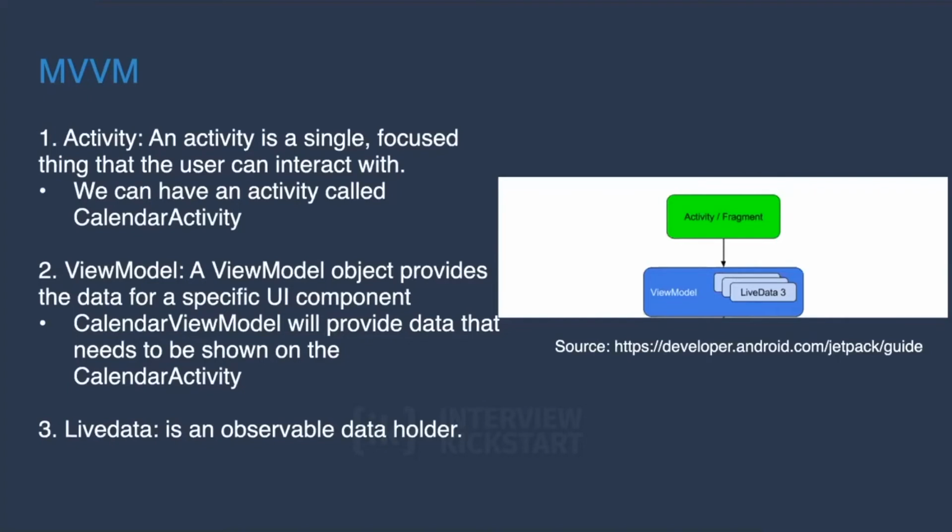Remember, live data is lifecycle aware. So what is happening? This activity is subscribed to a view model, getting the data from the view model, and it is a live data type. That means whenever this data is changed in the view model from another place, it is going to call the onChange method. When the onChange method gets called, it is going to reflect all the information that is updated in the view model.